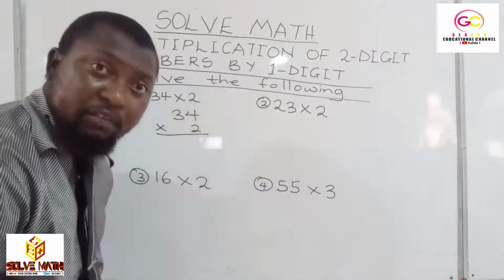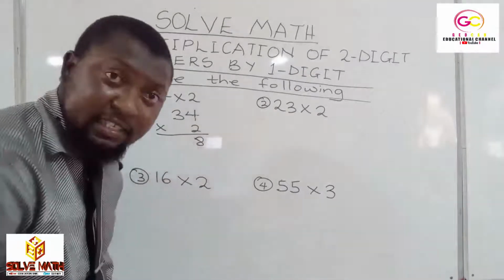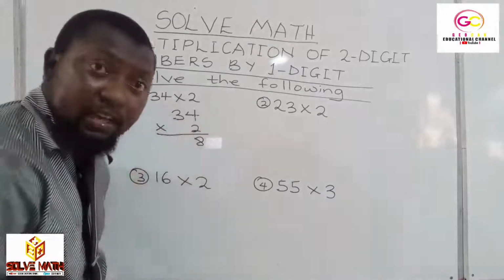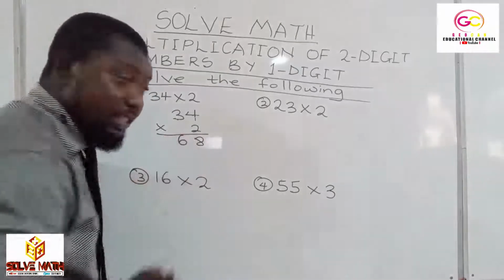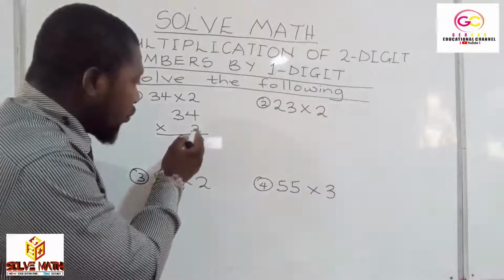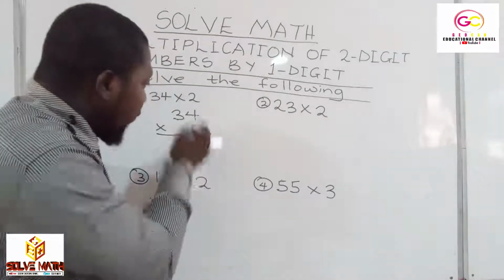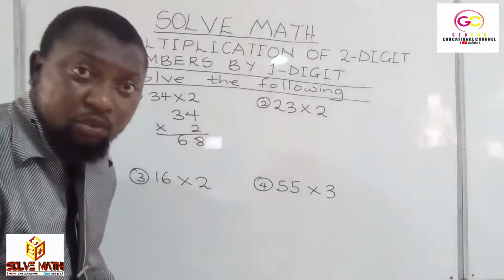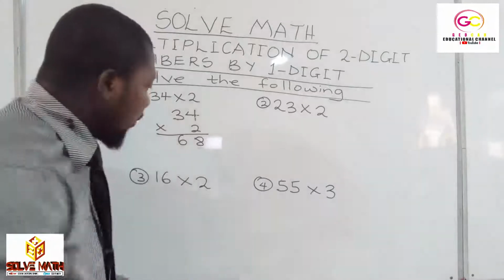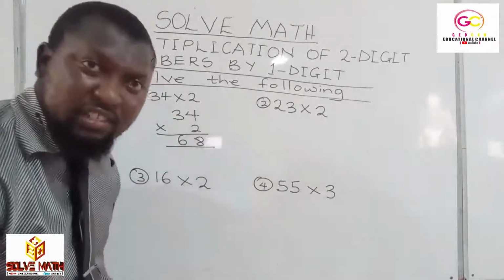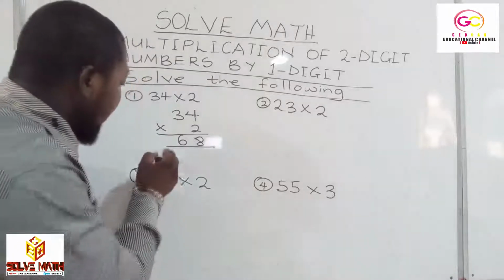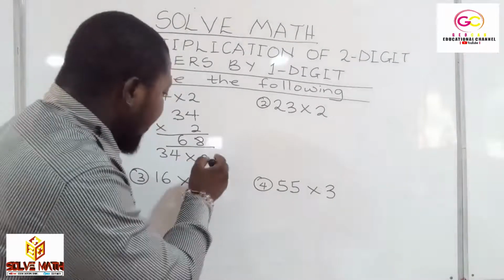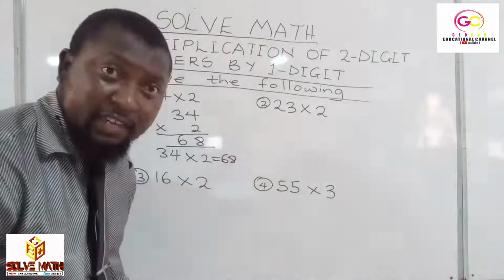2 times 4 will give us what? 2, 4 is 8. 2 times 3 is what? 2, 3, 6. Look at where I write my 6. I believe you saw where I wrote my 8. 2, 4, 8 in line with the 4, and 2, 3, 6 in line with the 3, because I'm using the 2 to multiply the 3. You are done. What does this mean? It simply means that 34 times 2 will give us 68. That is the meaning.